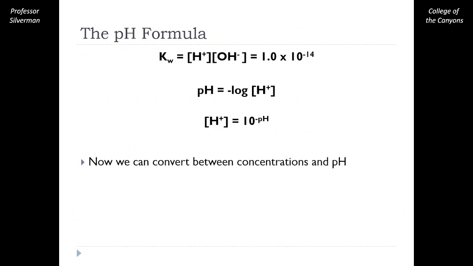We can calculate the pH numerically using this formula. The pH is the negative log of our H plus or H3O plus. If we want to do the opposite, we can calculate our concentration if we know our pH. The concentration of H plus is 10 to the negative pH. This is great. Now we have a toolbox of 3 nice equations converting between concentrations and pH.